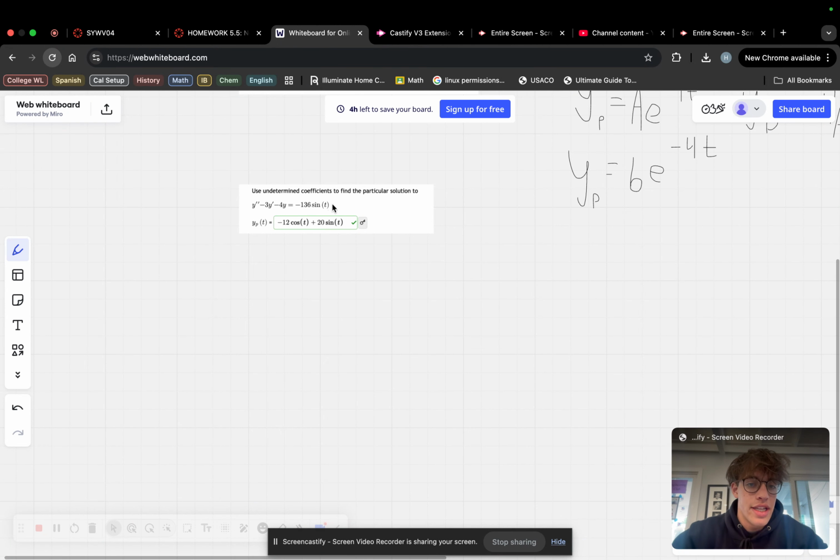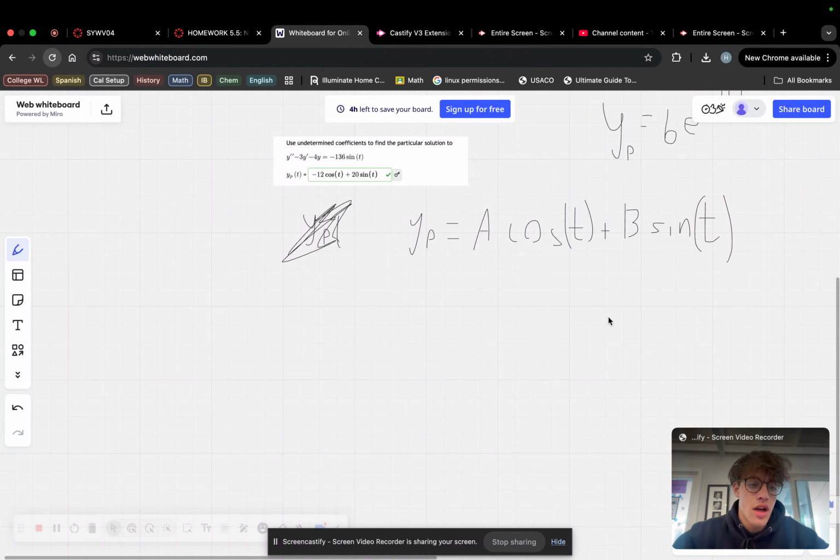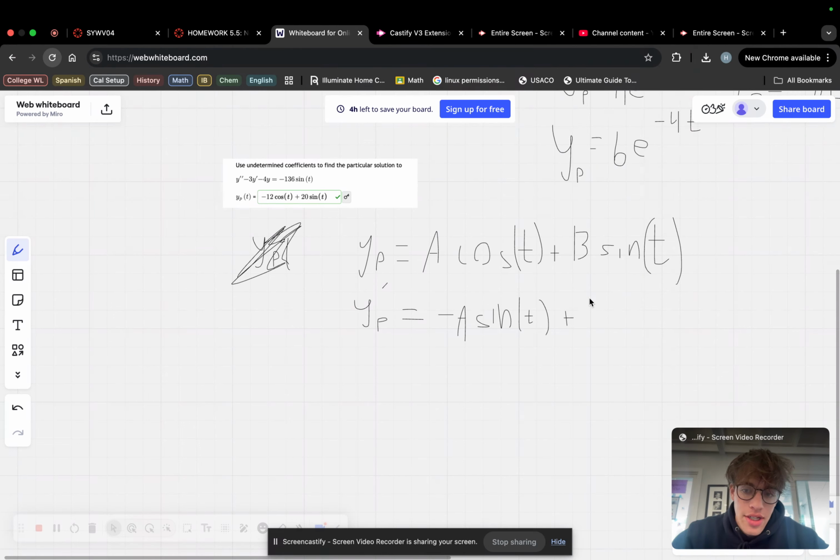Since the right side has a sine, we're going to guess that the particular solution, y of p, equals a cosine t plus b sine t. So that's going to be our guess for this. Now we've got to find two derivatives. The first derivative: the derivative of cosine is negative sine, so negative a sine t, and then the derivative of sine is cosine, so b cosine t.